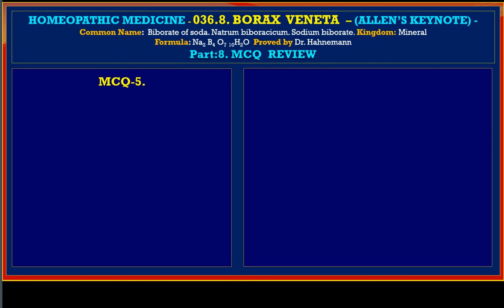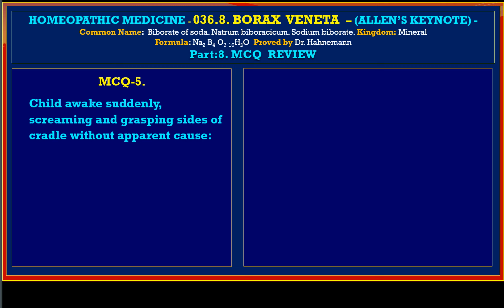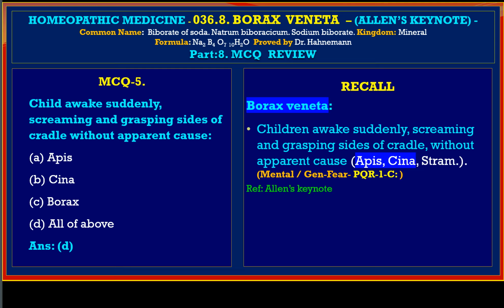We go to MCQ 5. We have child awakes suddenly screaming and grasping side of cradle without apparent cause. We have variable A Apis, B Cina, C Borax, and D all of above. The answer is D, all of above. Let us recall, in Borax Veneta, child awakes suddenly screaming and grasping side of cradle without apparent cause, in bracket having similar symptoms in Apis, Cina and Stramonium. The reference is coming from Allen's Keynote, so the choice that Apis, Cina and Borax, all of above, is the correct choice.